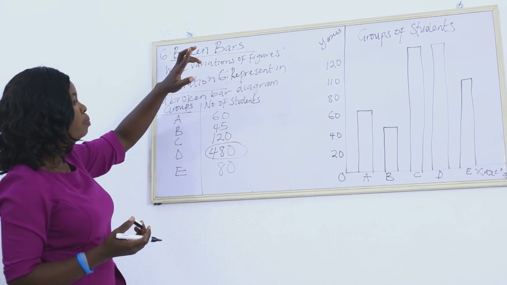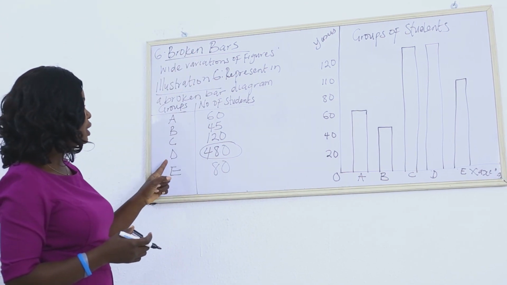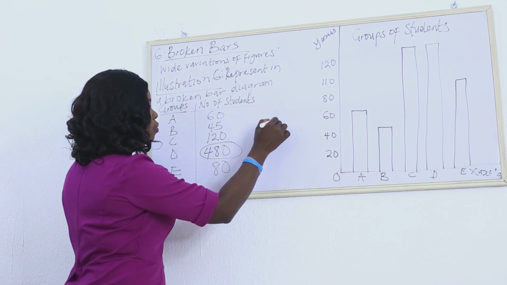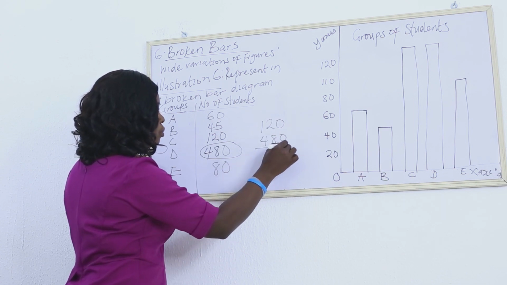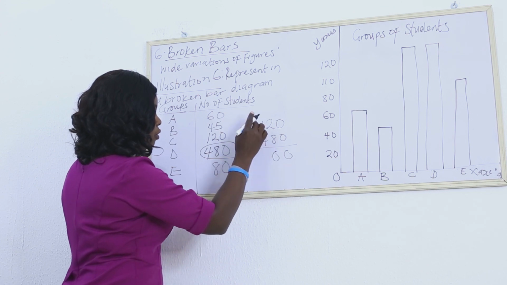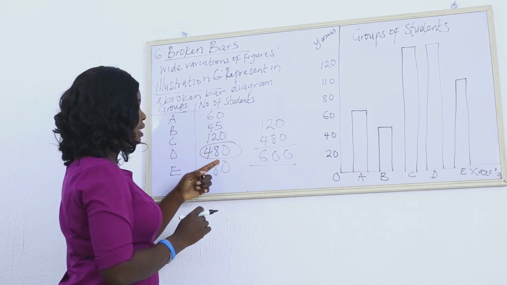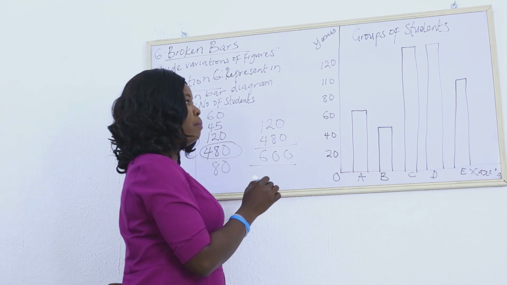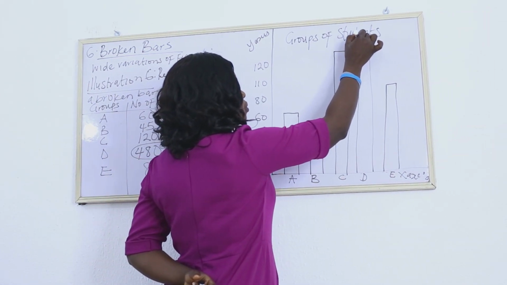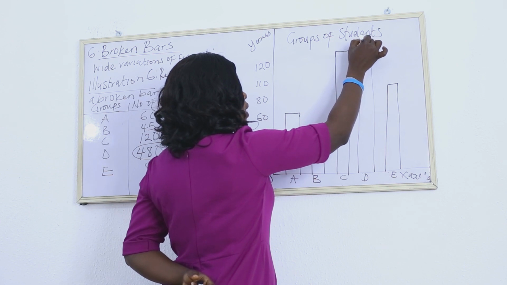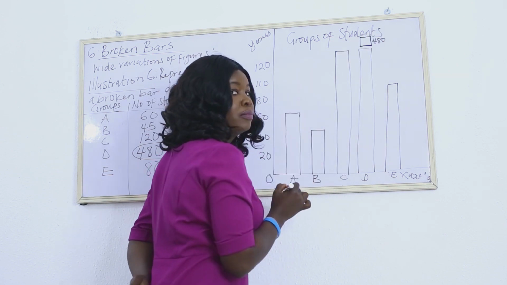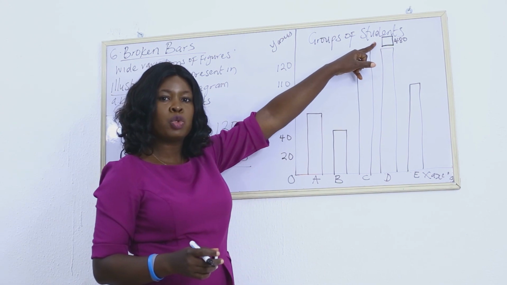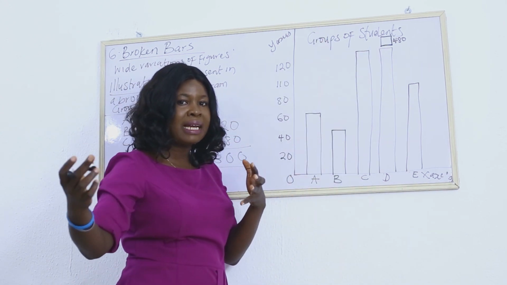Why do we call it broken bar diagrams? Don't forget that I've not represented what D is completely. D is 480. So 120 plus 480 is 600. So it means there is a 480 fraction that is not represented on the board. We call it broken bar diagram because I can simply represent the remaining 480 and write 480 here. So we call it broken bar diagram because the bars can be broken to accommodate large varieties of figures.